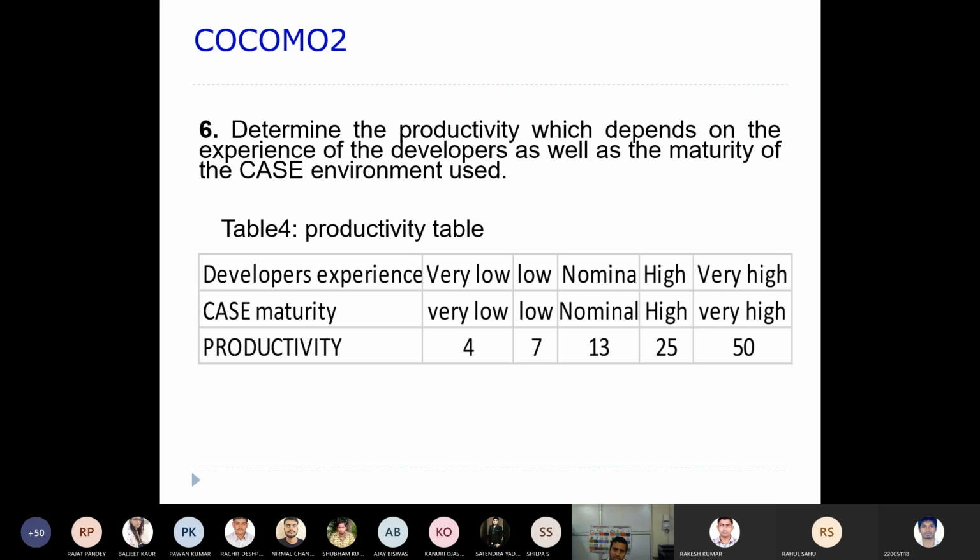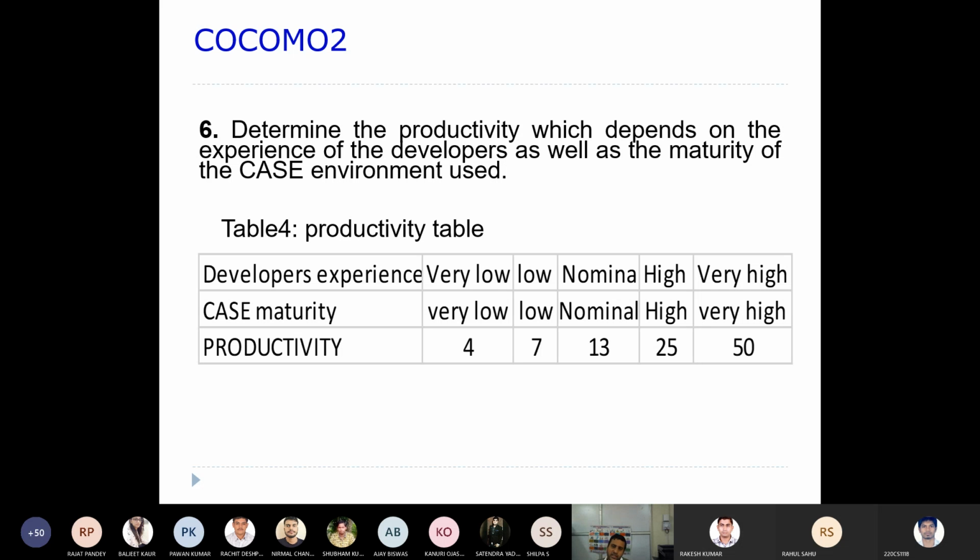So the productivity is something like this. Developer experience may be very low, nominal, high, or very high. If the developer experience is very high and the CASE maturity of the tool that you use is very high, then you will get a productivity of 50, because you have used the best resources. The developers' experience is very high, and the tool you are using is a very recent tool available in the market. Similarly, in a high case, you will have 25 points.